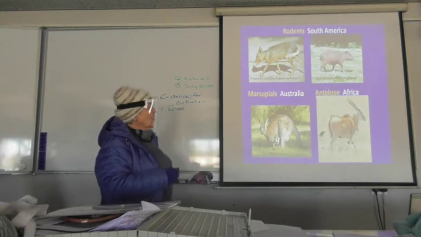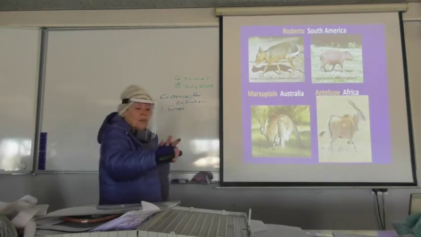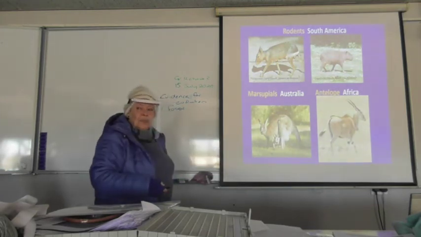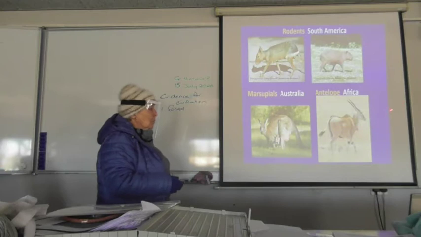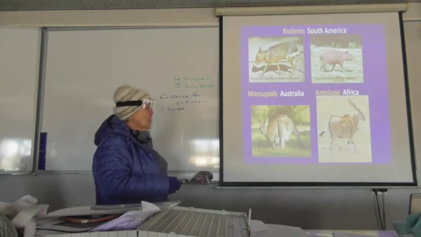These are rodents in South America. No other continent has marsupials other than Australia, New Zealand, Tasmania. They all evolved their own thing, but they evolved after Australia had separated. Africa has antelope, and a little bit of Saudi Arabia, but no antelope in North America or South America.